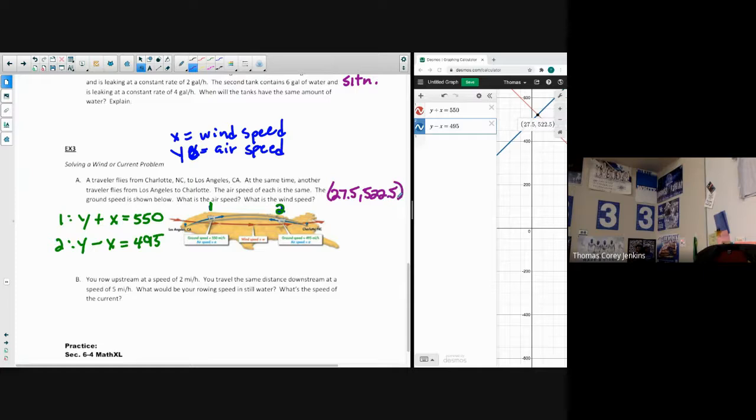Now, to interpret the answer, what's the airspeed? Remember, y stands for airspeed. We'll answer it part by part. The airspeed, meaning the speed of the plane if there was no wind affecting it, would be 522.5 miles per hour. And the speed of the wind, which is what's affecting our actual speed, is 27.5 miles per hour.